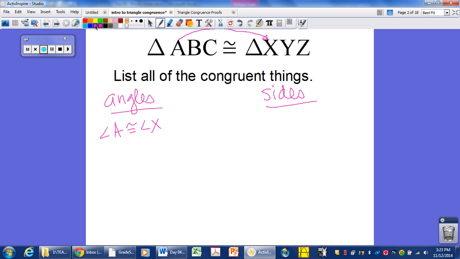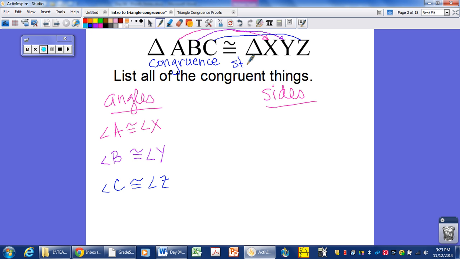The second letter has to match up with the second letter. So we write these as they correspond. Angle B would be congruent to angle Y. And finally, angle C matches up with angle Z. So angle C is congruent to angle Z. Now this will be important when we start given a triangle and writing a congruence statement. So once again, this is called a congruence statement, that this triangle is congruent to that triangle.